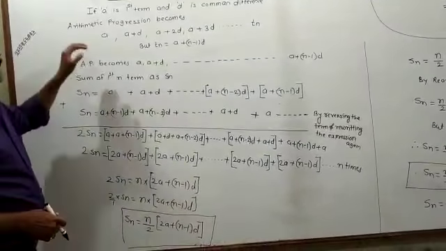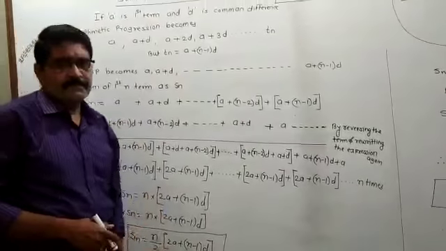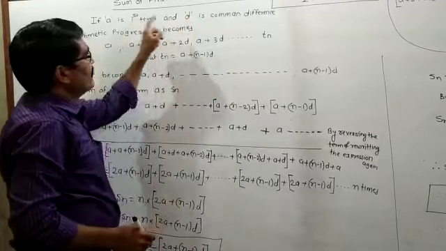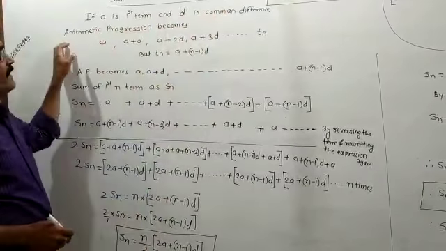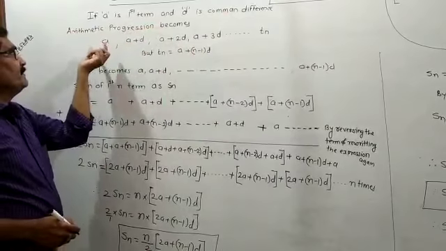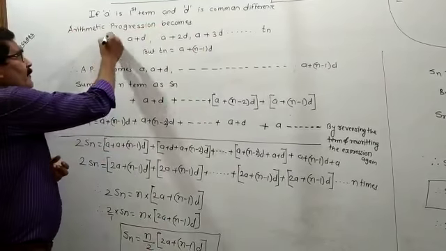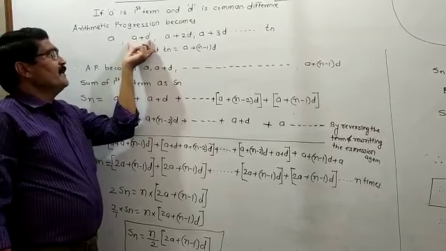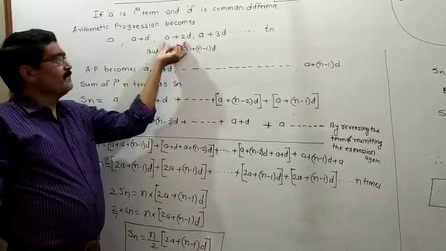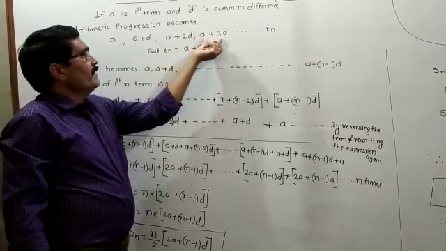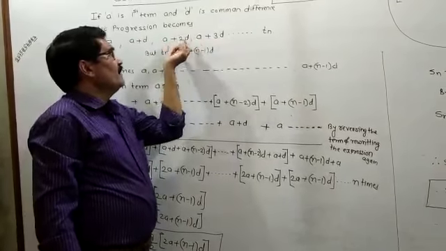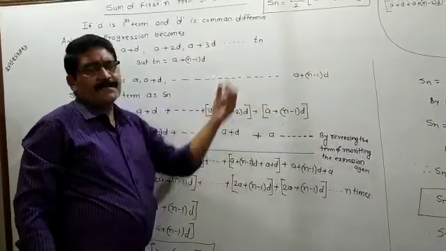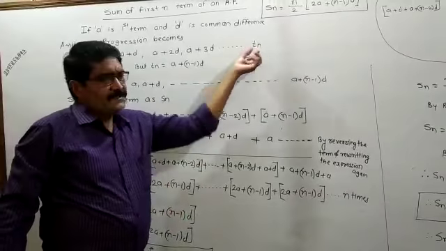First of all, suppose a is the first term and d is the common difference. At that time the arithmetic progression becomes: the first term is a. If you add the common difference to a, this is the second term, a plus d. If you add the common difference again, the third term is a plus 2d. Adding again gives the fourth term, and so on up to the tn term, which is the last term.